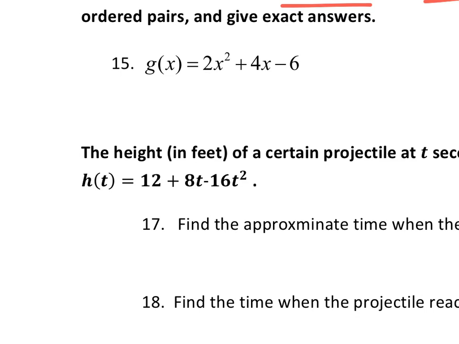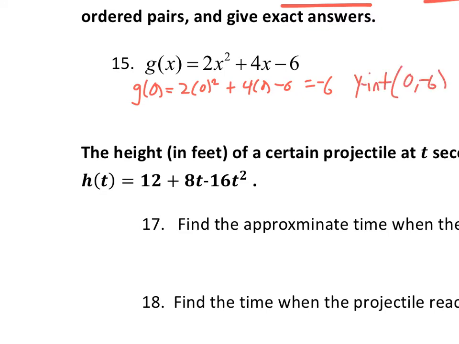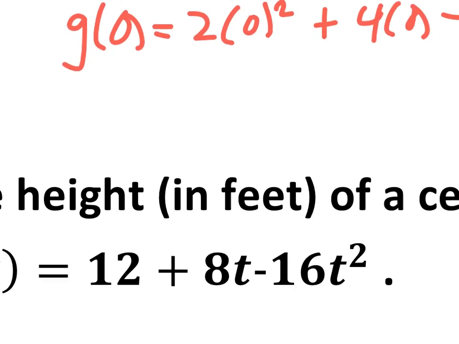When x is 0, we have g of 0. And when you plug 0 in for all of these x's, these just wipe out. And you're left with negative 6. And that gives us a y-intercept of 0, negative 6. Now, to find the x-intercept, a little more challenging, so we're going to plug in 0 for y here.